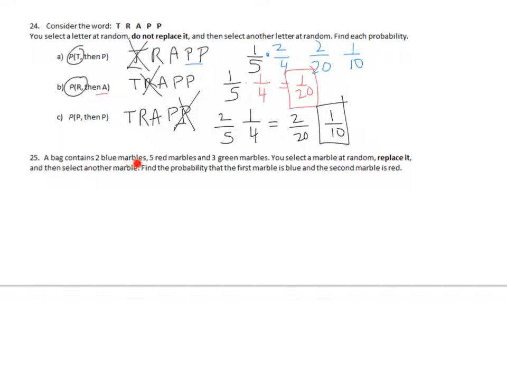25. A bag contains 2 blue marbles, 5 red, 3 green. You select a marble and you replace it. Find the probability that the first marble is blue and the second marble is red.